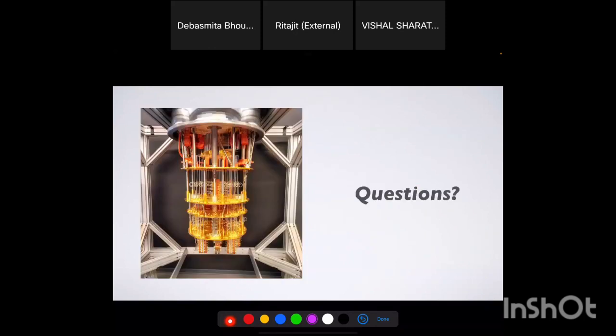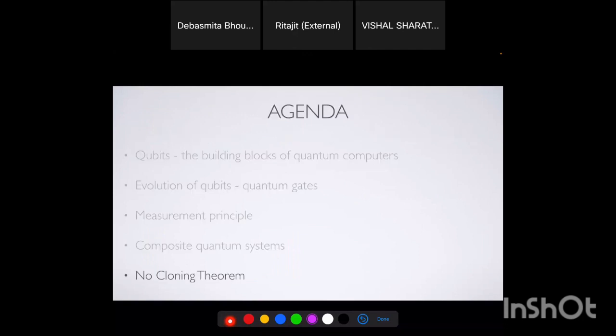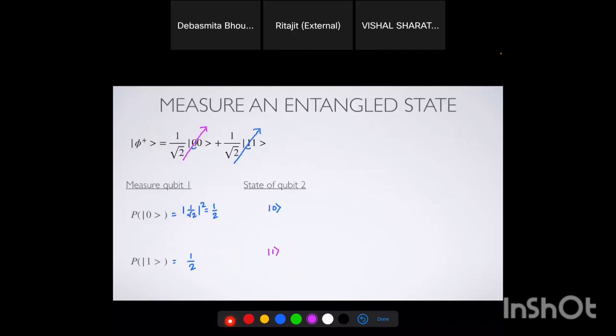And if there are any questions, maybe, and then I can, yeah. So there is one confusion from a few of the students about measuring a qubit in an entangled state, the previous slide. Okay. So here, yes. Try to see what happens.